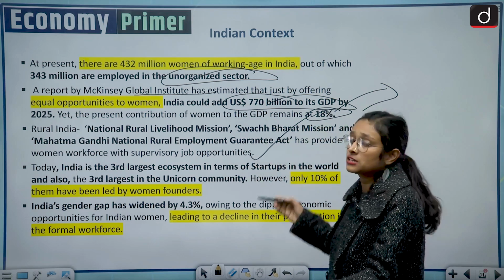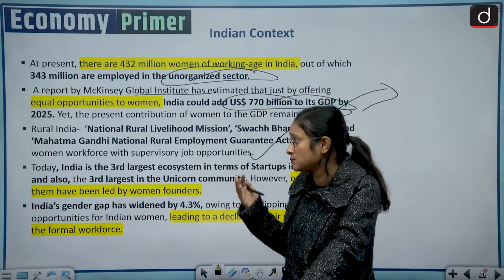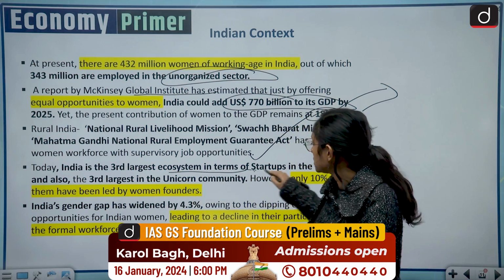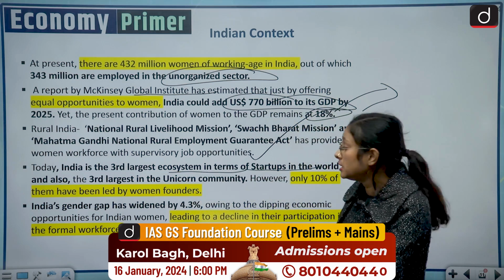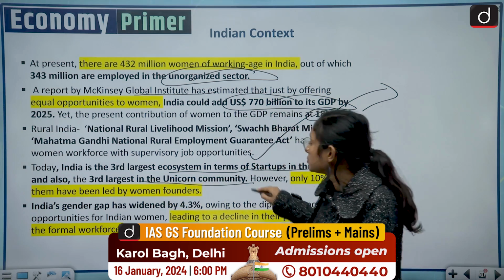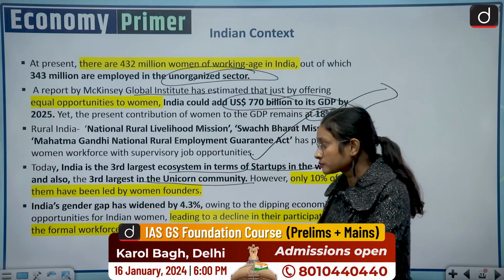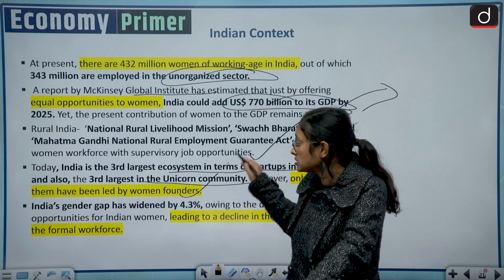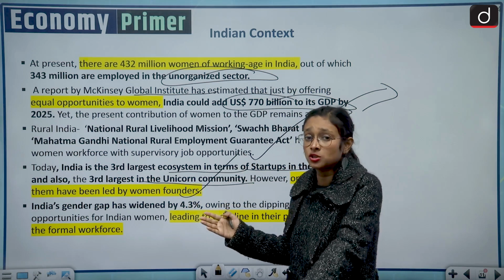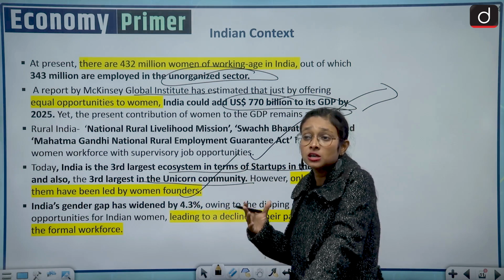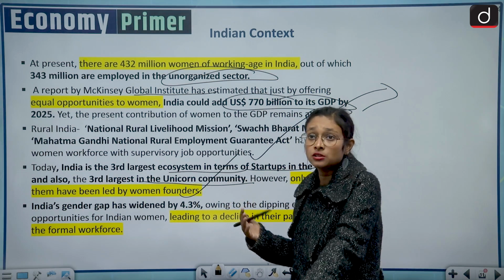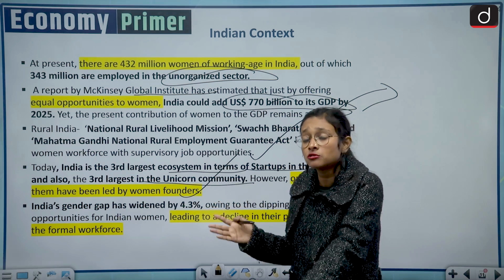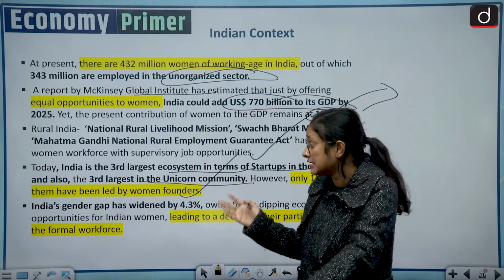Because of all these sectors, the women workforce in rural India has increased. And today India is the third largest ecosystem in terms of startups in the world, and third in the unicorn community, but only a 10% share is occupied by women. So this is also a grim picture, because we have become the third largest startup country and third largest unicorn country, but women's contribution and women founders are just 10%, which is very less.